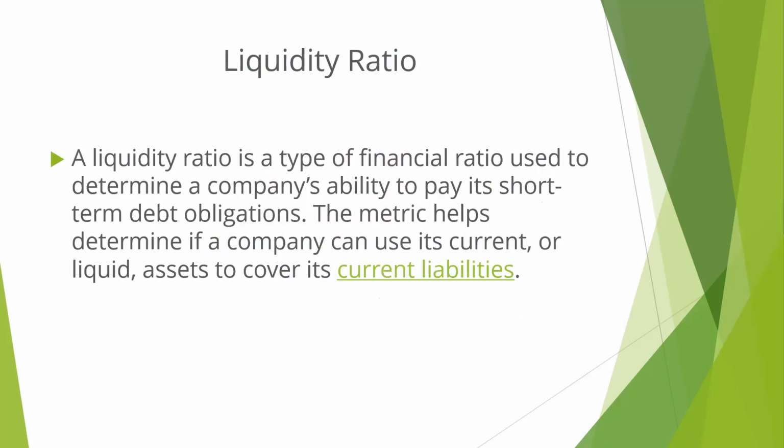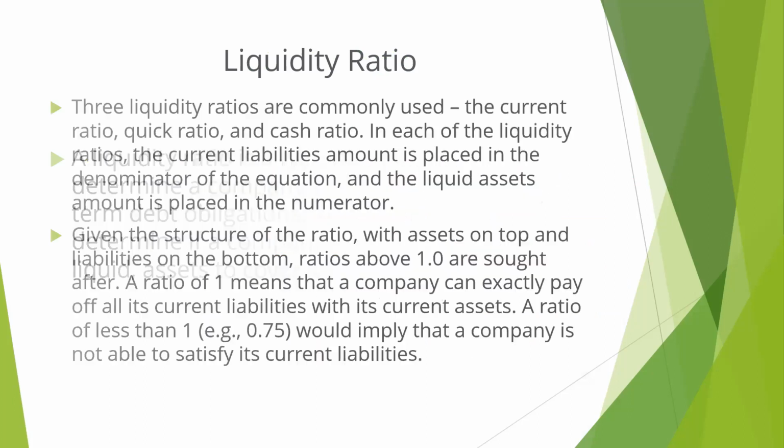A liquidity ratio is a type of financial ratio used to determine a company's ability to pay its short-term debt obligations. The metric helps determine if a company can use its current or liquid assets to cover its current liabilities. There are three types of liquidity ratios. First one is current ratio, second one is quick ratio, and third one is cash position ratio.